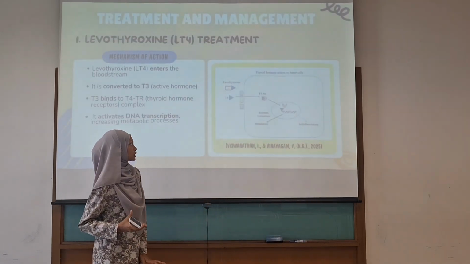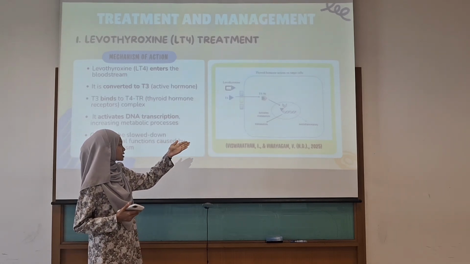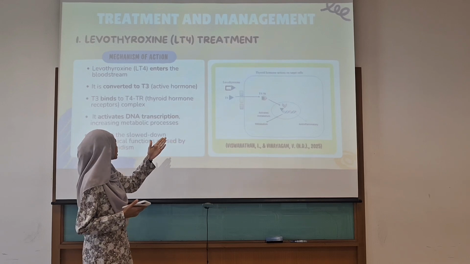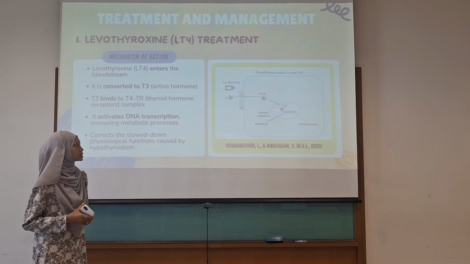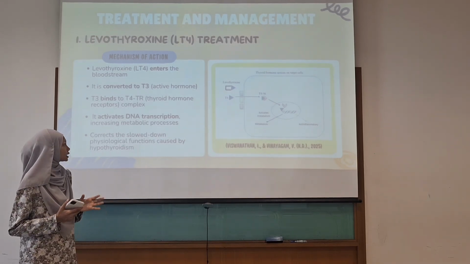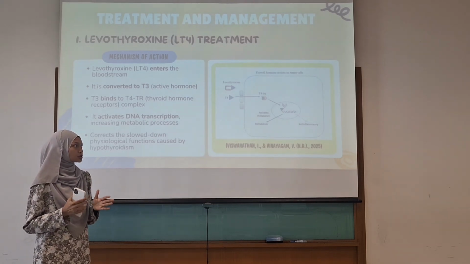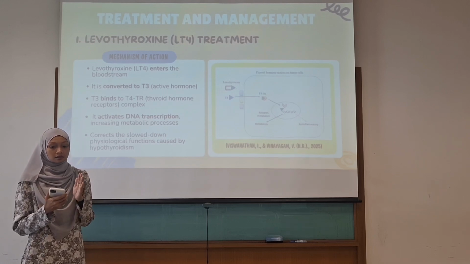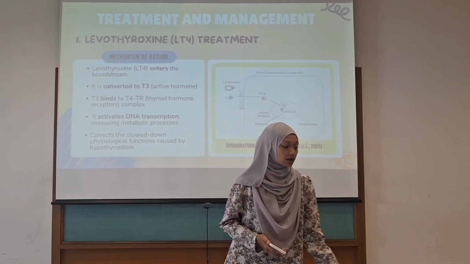So for the mechanism of action, based on this diagram, when levothyroxine enters the body and the bloodstream, it will be converted to T3, which is the active hormone, and T3 will bind to the TR, which is the thyroid hormone receptor complex. Thus, it will activate metabolic processes, which produce energy, and also trigger anti-inflammatory and gene regulating pathways.